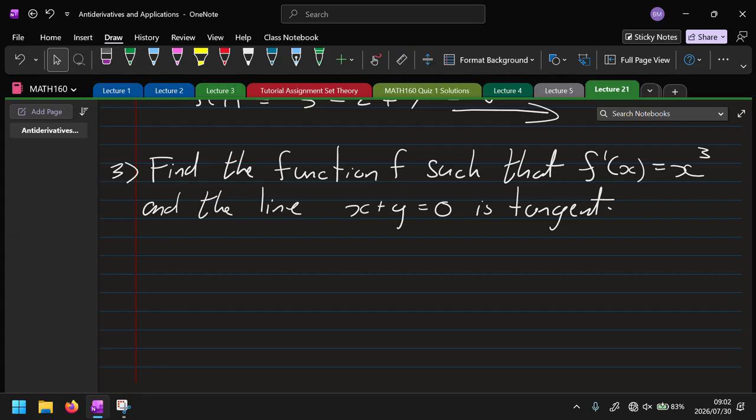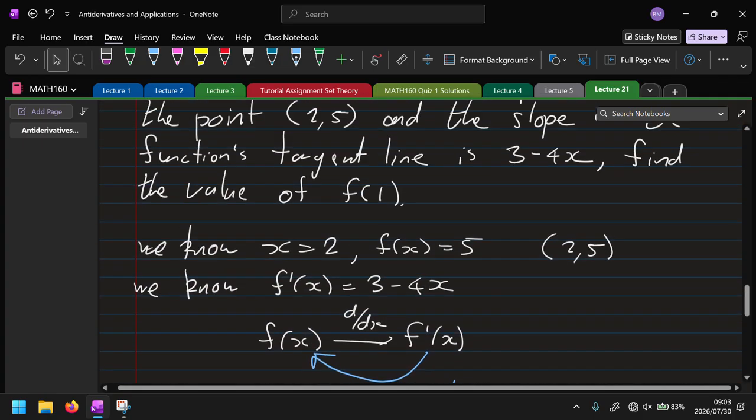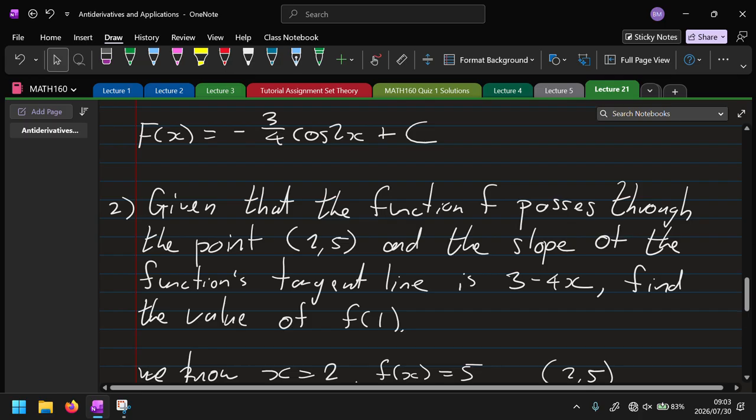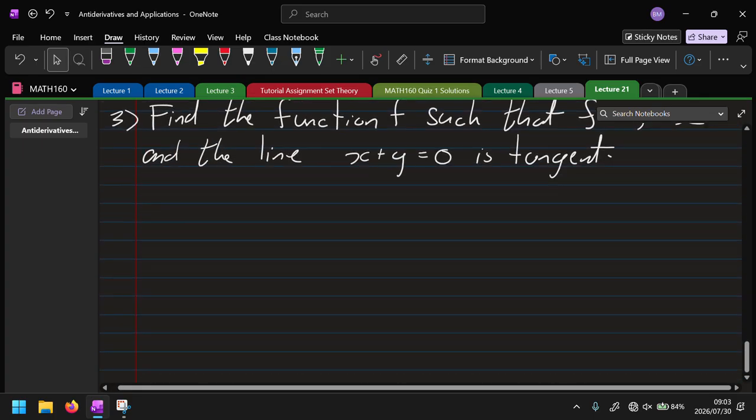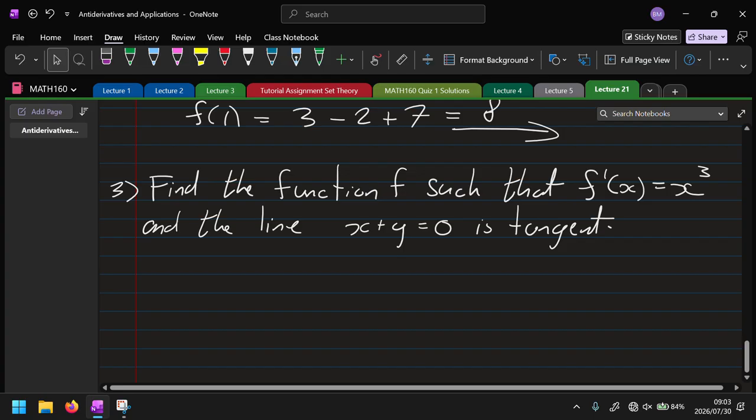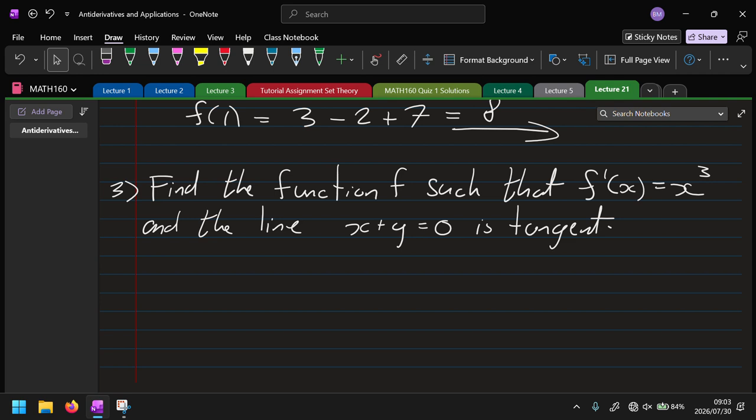We want the function, but we're only given the derivative and some other information. So in the previous one, we were given the derivative, and we were given some point that it passes through. Here, we are given the derivative and some information about the tangent. There always has to be these 2 bits of information so that we can solve for that plus c. If we're not given the second bit of information, we would have f plus c. We don't know what that is. So we have to be given this as well.